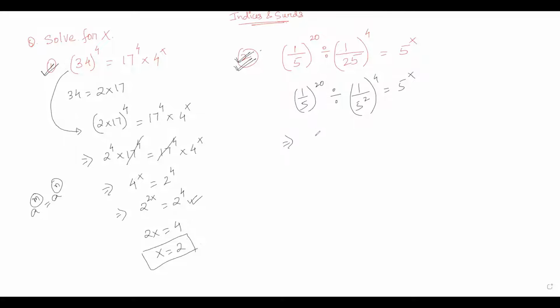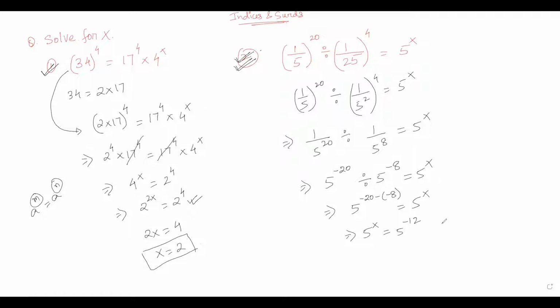So again, this would be (1/5)^20 divided by (1/5)^8, simply by using the rule of indices, equals 5^x. So this can be written as 5^-20 divided by 5^-8, which would be equal to 5^x. So again, here the bases are same. So this would be 5^(-20 - (-8)) equals 5^x. So this would be 5^x equals 5^-12, which will give us the value of x to be minus 12.